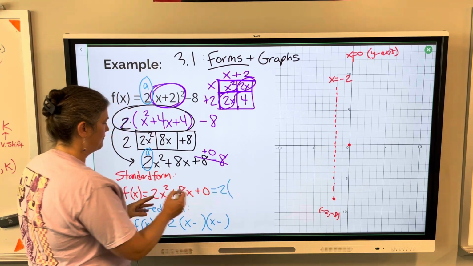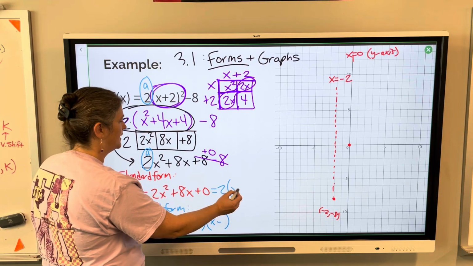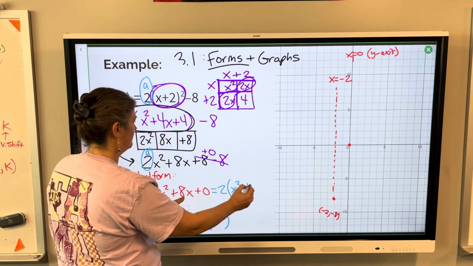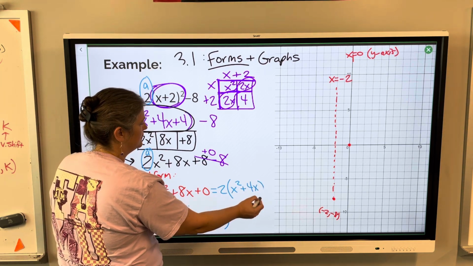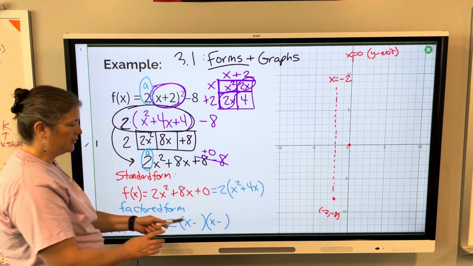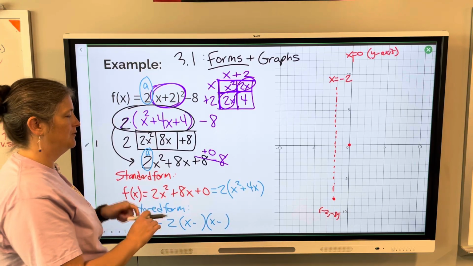If I pull out the factor of 2, then I'm going to divide 2x squared by 2 and get x squared left. Divide the 8x by 2 and get 4x. And then the 0 is still 0. Okay, well, good, I'm closer. But I still have an x squared inside. I wanted 2 individual factors.